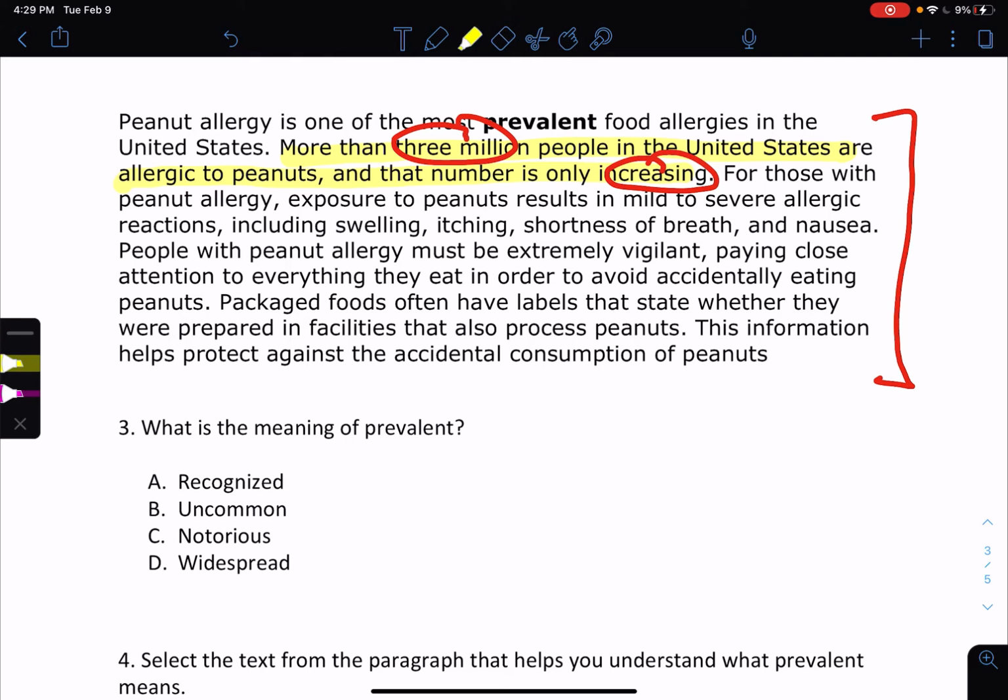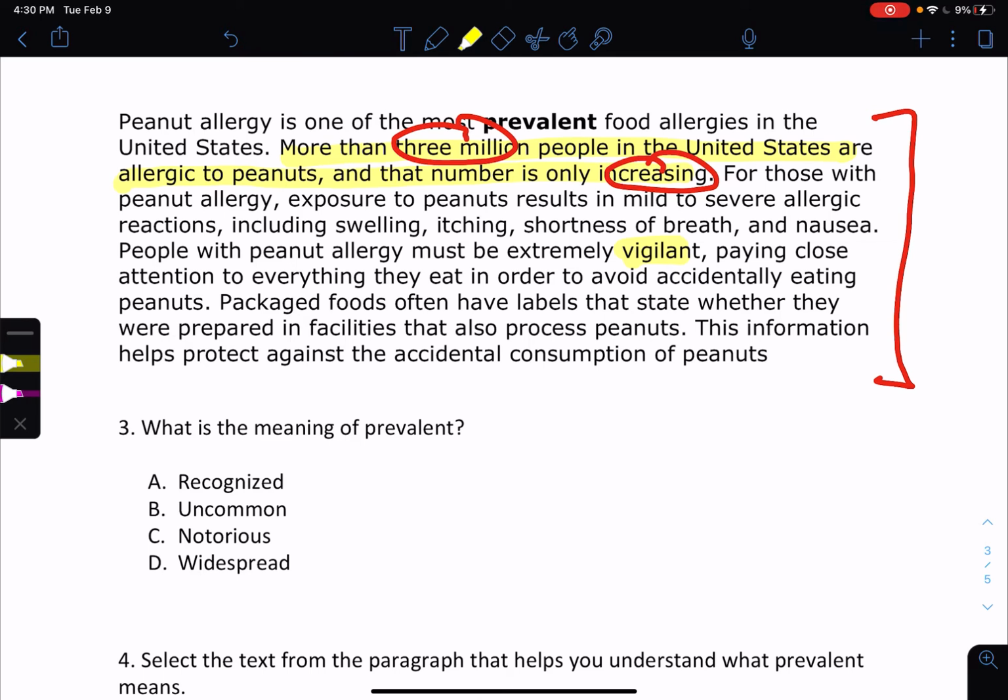For those with peanut allergy, exposure to peanut results in mild to severe allergic reactions, including swelling, itching, shortness of breath, and nausea. People with peanut allergy must be extremely vigilant. That's another one: vigilant. What does it mean to be vigilant? I'll ask you guys in the Edpuzzle. What does it mean to be vigilant, and what is the context clue? Paying close attention to everything they eat in order to avoid accidentally eating peanuts.